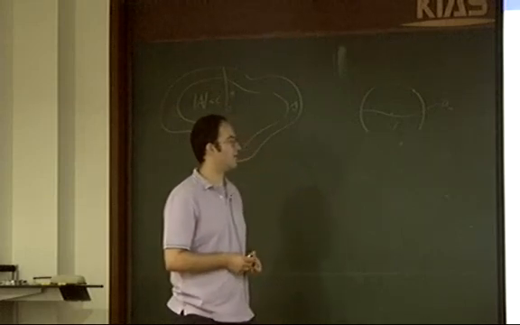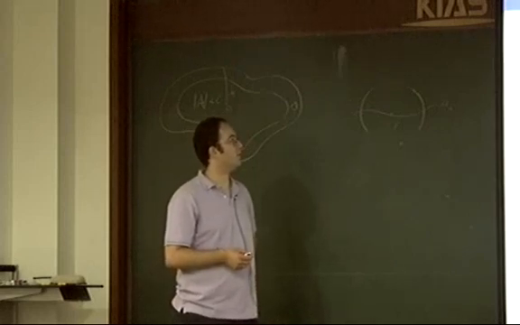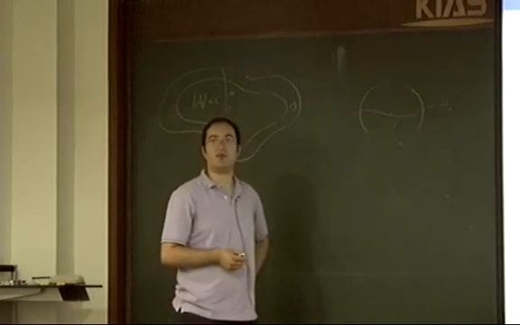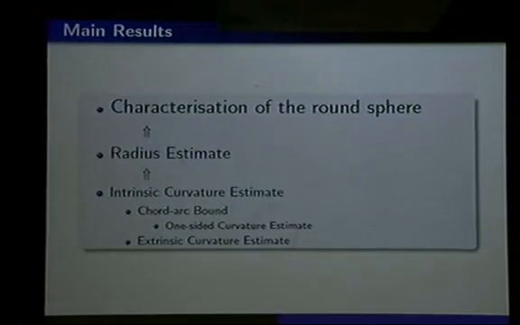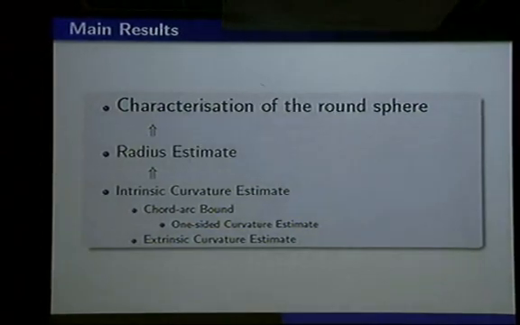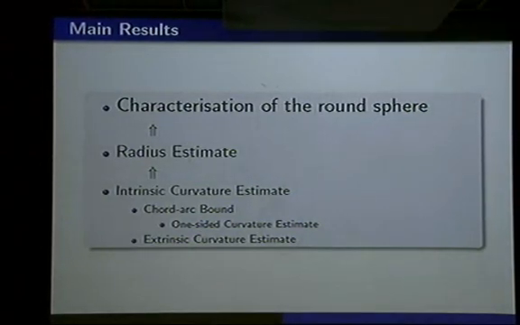So this is what we have done. We wanted to characterize the round sphere, and we did that by proving radius estimates. In order to prove radius estimates, we proved intrinsic curvature estimates. The ingredients to prove intrinsic curvature estimates were the corridor bound and the extrinsic curvature estimates, and the main ingredient in the corridor bound was the one-sided curvature estimate.